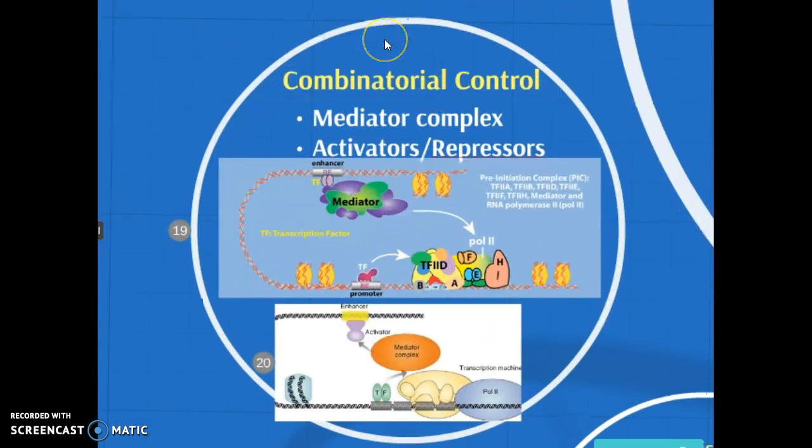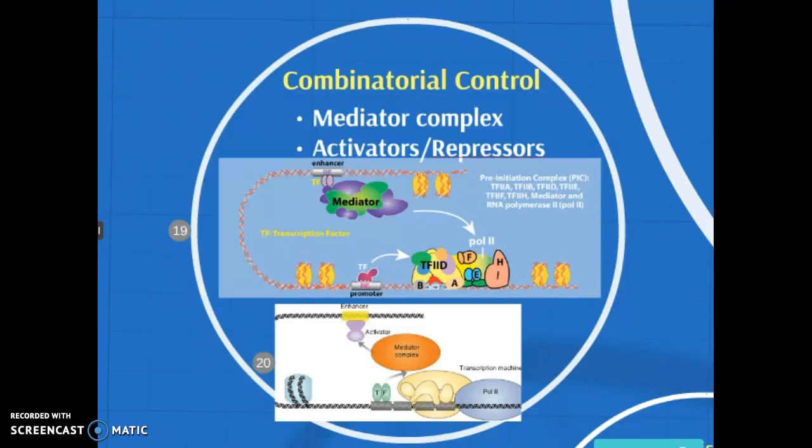Here we're going to talk about combinatorial control and how this mediator plays a huge role in transcription. DNA and all of its processes are usually highly interdependent in order to achieve a synchronized job. This requires a high level of controlled and strategic gene regulation. In order for cells to be functional in their given pathways, they must be regulated.